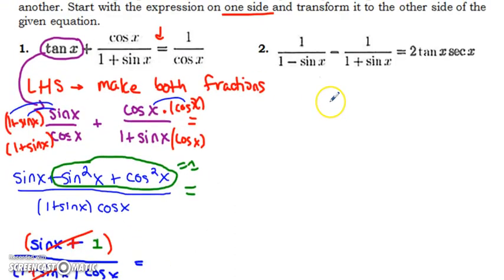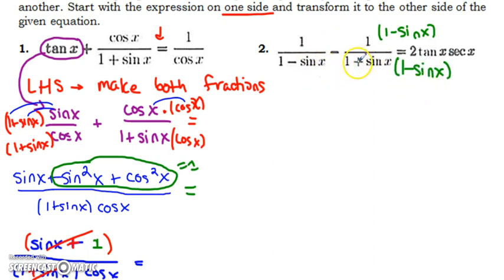Next problem. This one over here is another case of two fractions that we need to add together, or subtract, I guess. So we are going to multiply by 1 minus sine of x. By the way, if you need to pause this video at any time, please don't hesitate to do so, all right?